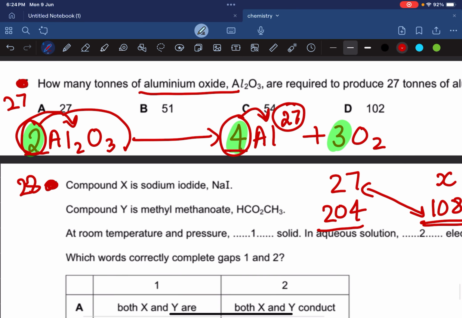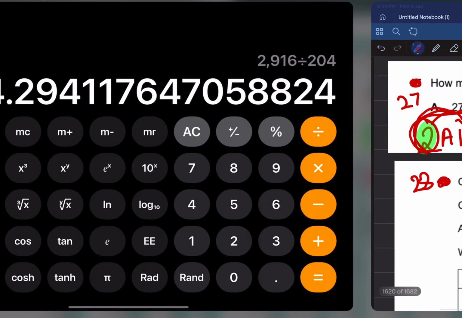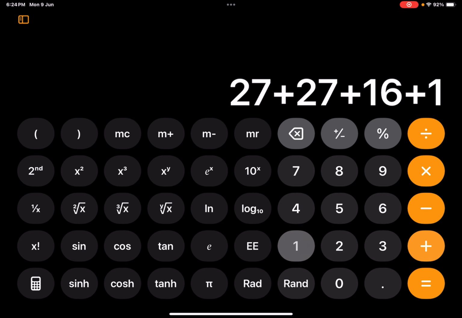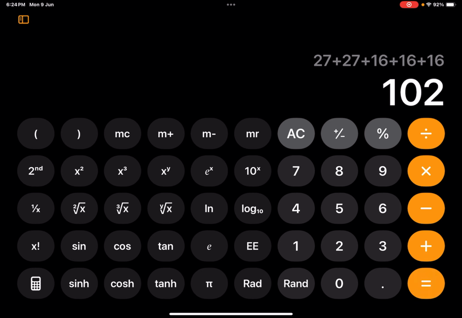I must have done something wrong with the 2 3s are 6. Okay, 3 2s are 6. Let's figure it out. I guess I've just taken out the wrong mass. My options are telling me I have to take 27 plus 27. Let's do it again: 27 plus 27 plus 16 plus 16 plus 16, 102 times 2, that's 204.